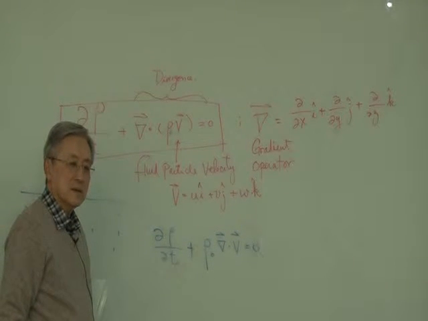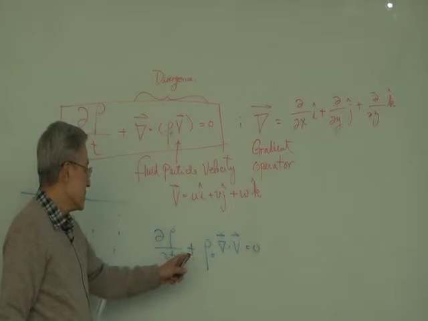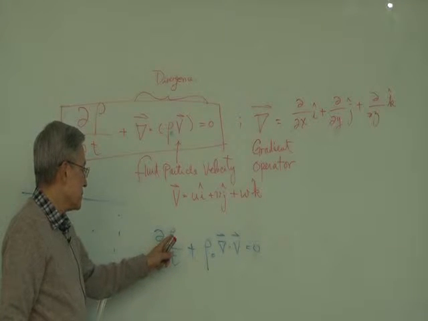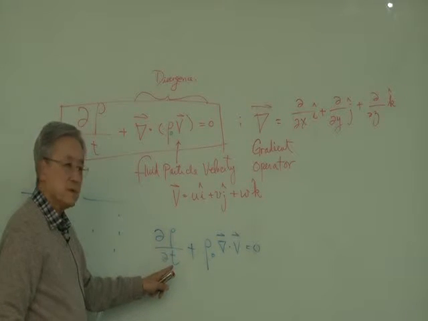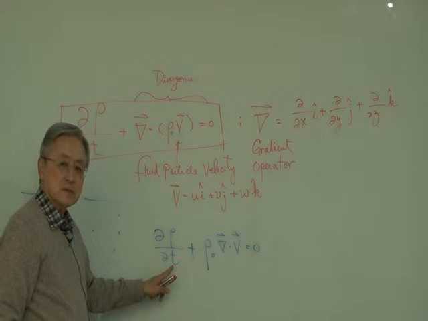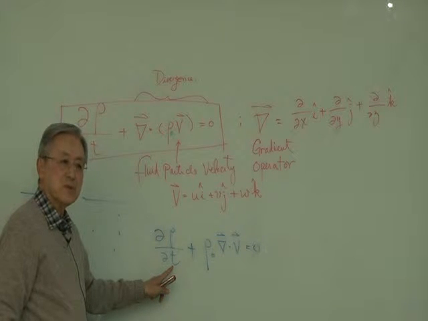Why? If you think, oh, this is a constant, then if I set it constant in time, what does it mean physically?